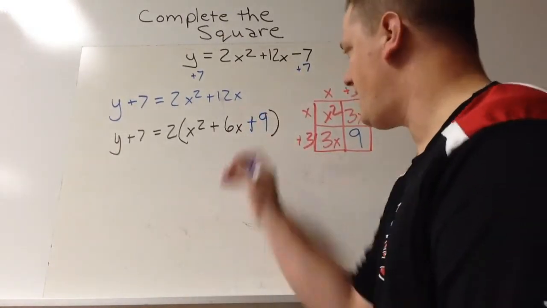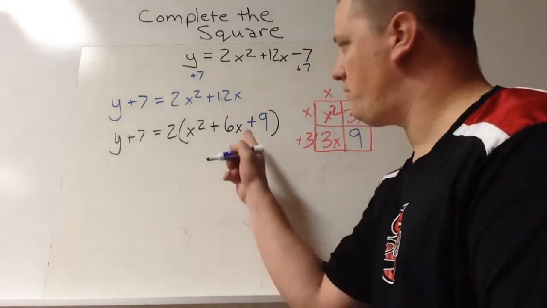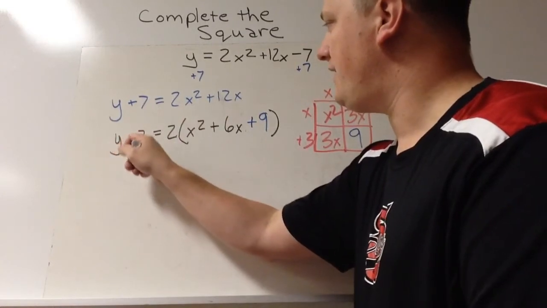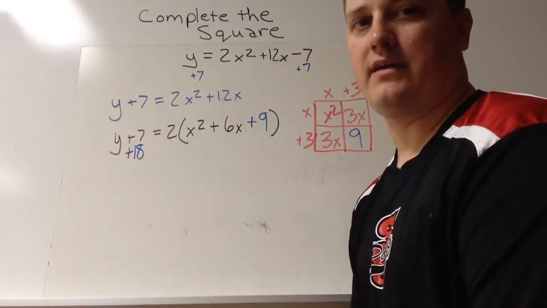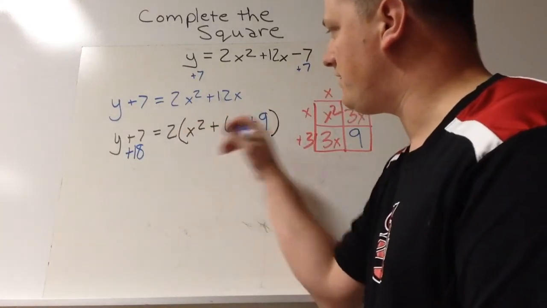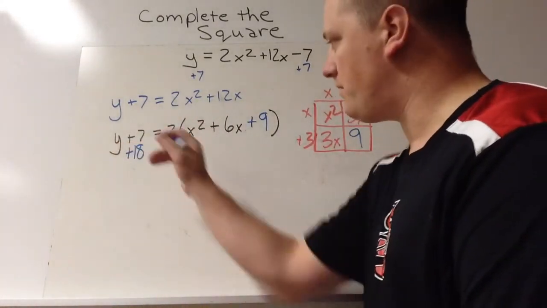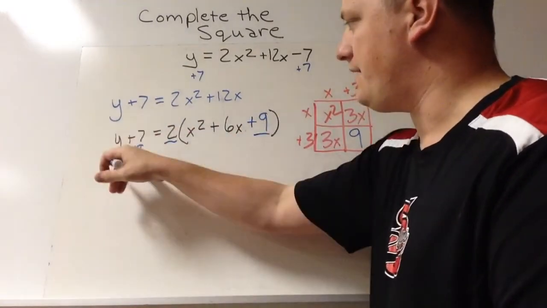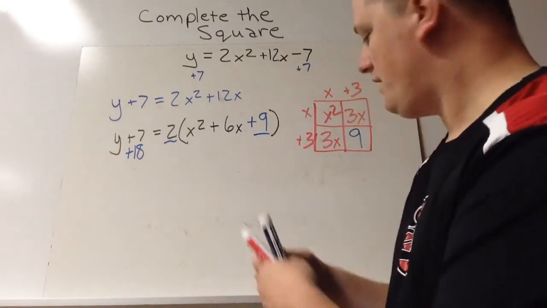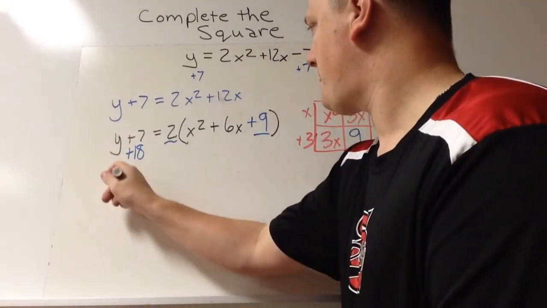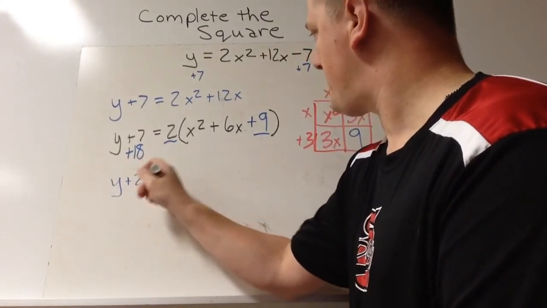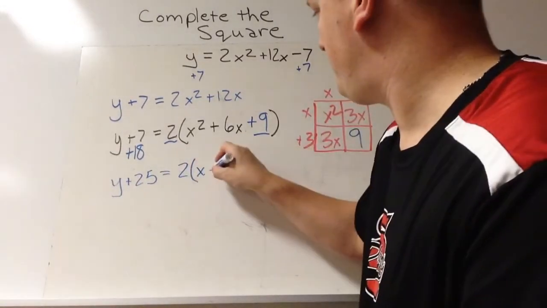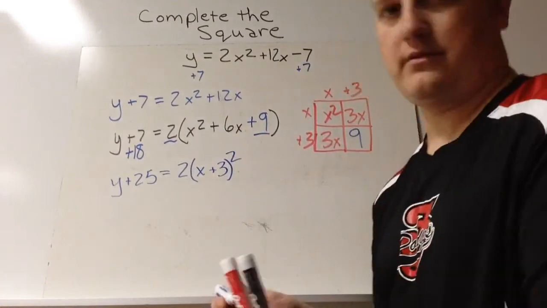Except we're not actually going to add 9. We're going to add 9 inside the parentheses, which means we have to times it by 2. So 9 times 2 is 18 gets added to the other side. So it's very tricky because of the parentheses. That changes that number. We've got to take this times that. These two have to multiply to give us that one there. So this is x plus 3 squared.